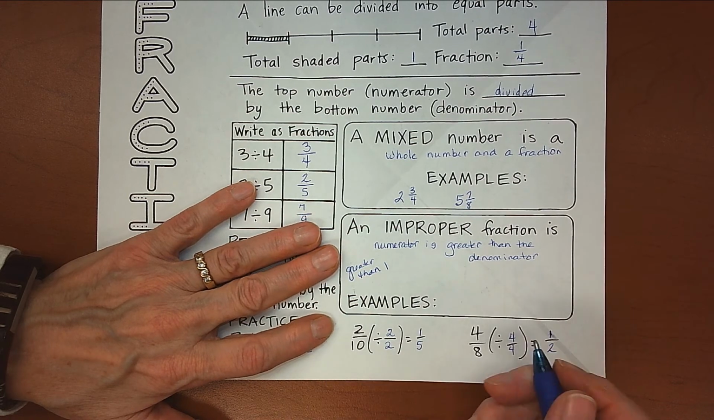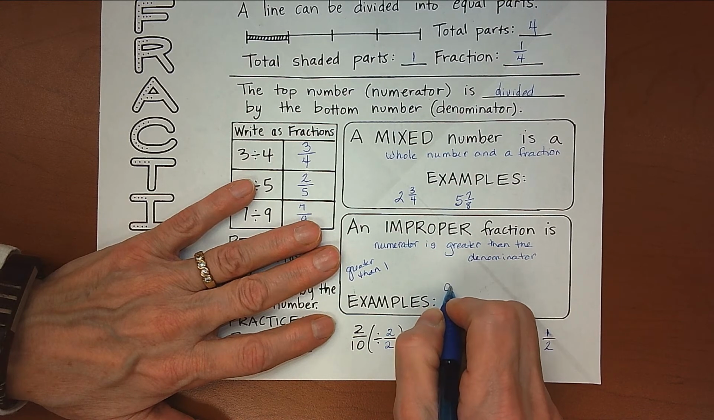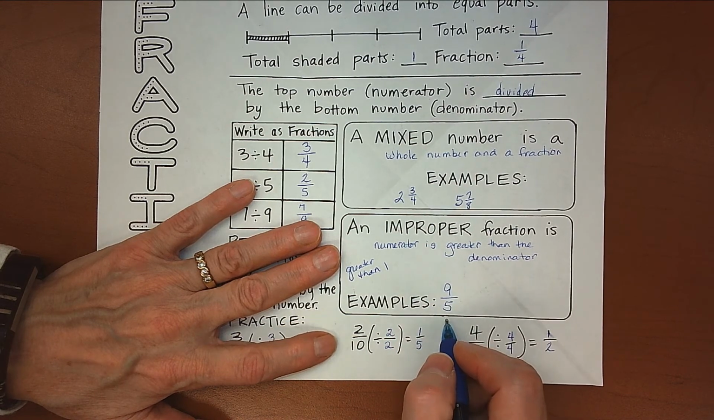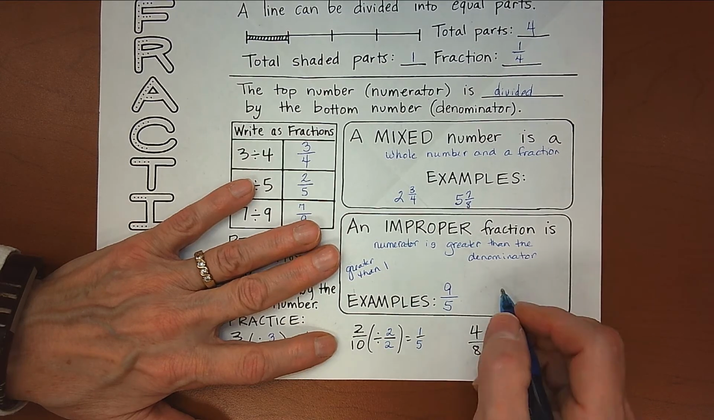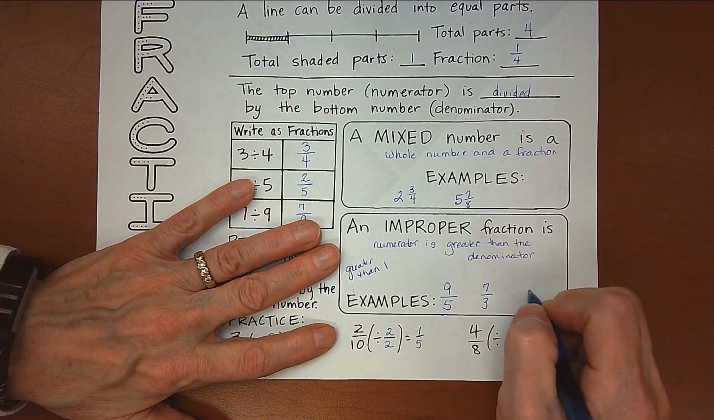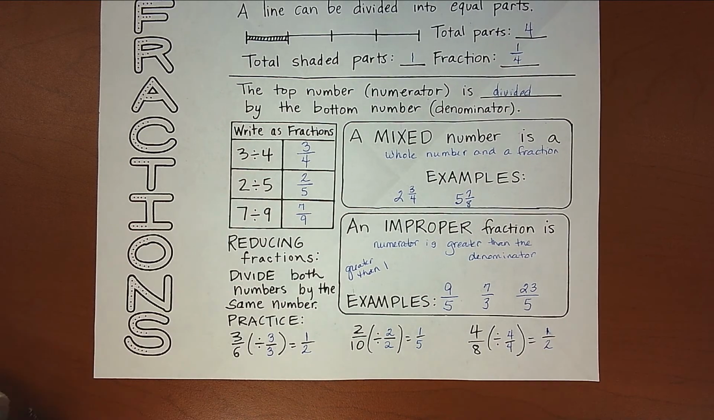So examples of improper fractions would be 9/5. Numerator is bigger than denominator. If we did this division, we'd get a whole number and a decimal. 7/3, or 23/5, improper fractions. All right, we're going to stop this video now.